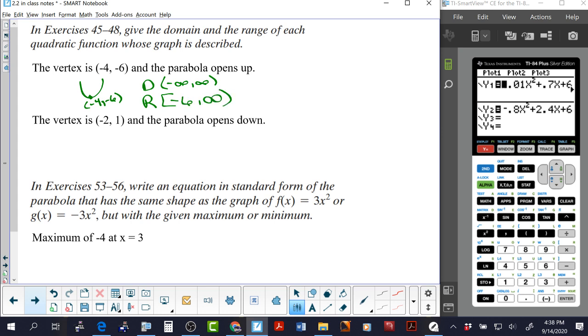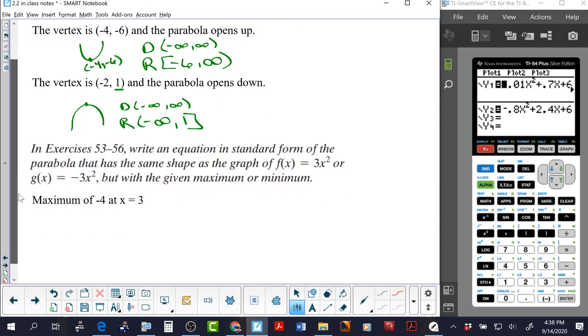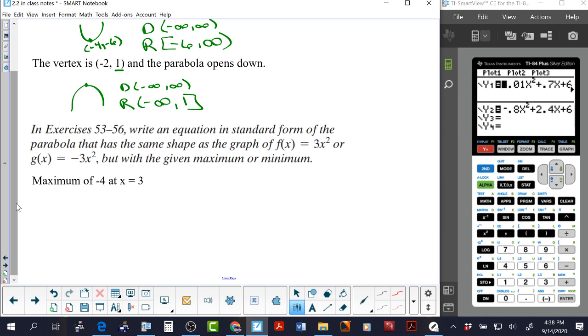The vertex is (negative 2, 1) and it opens down. So the domain is negative infinity to infinity, and the range is from negative infinity up to the y value, which is 1.